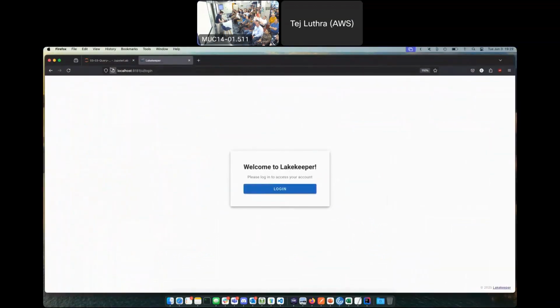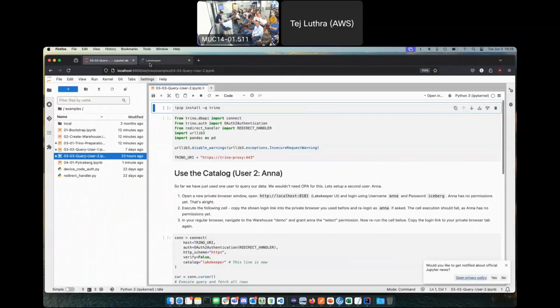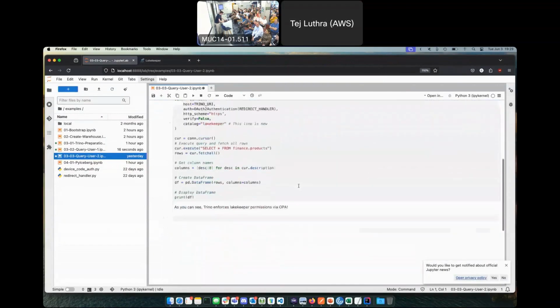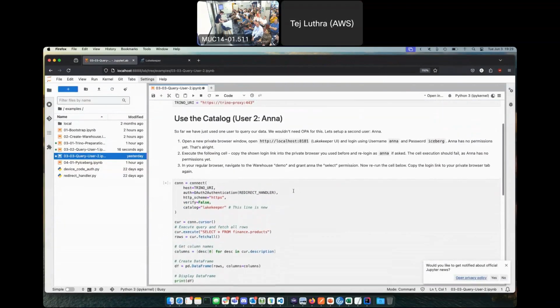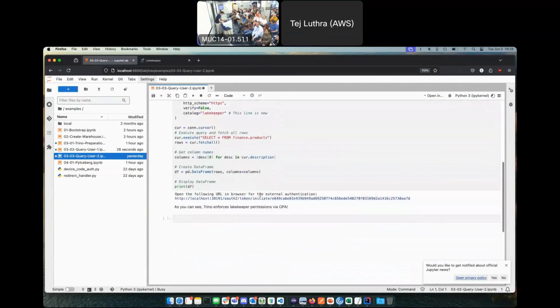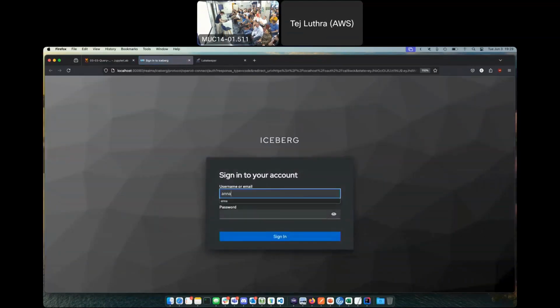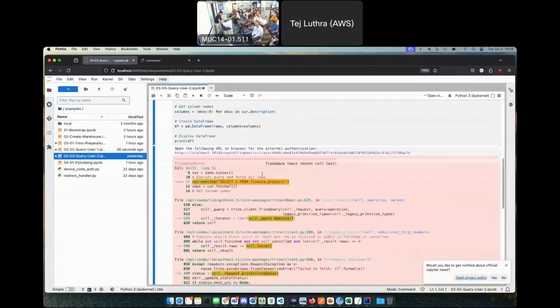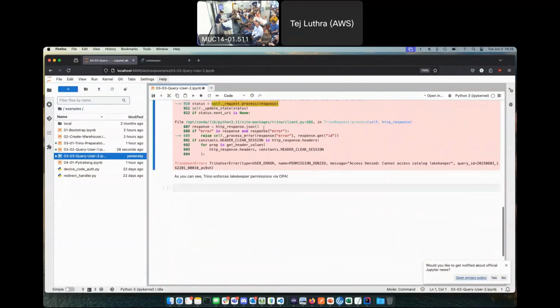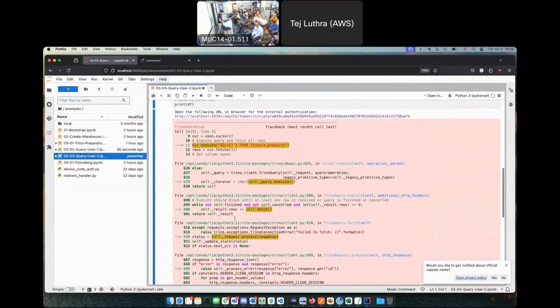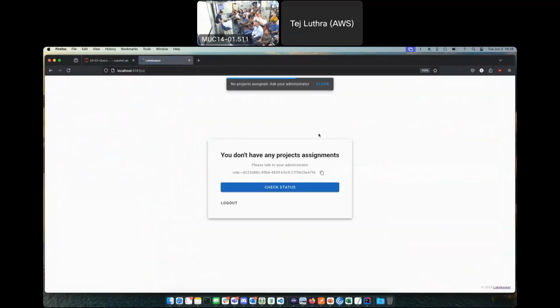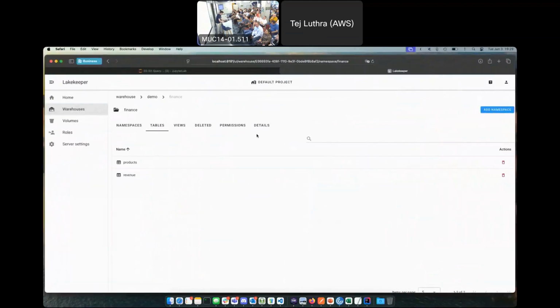Now, if I use a second user, like this is now Firefox, a different browser, this is a second user, Anna, we will see if I run this query here and log in as a second user. Here we go. Let's log in as Anna. Password is also Iceberg. And then we get a permission denied error down here. So this did not work, Trino user error. And we can also see that when we log into Lakekeeper, we don't have any permissions assigned yet.